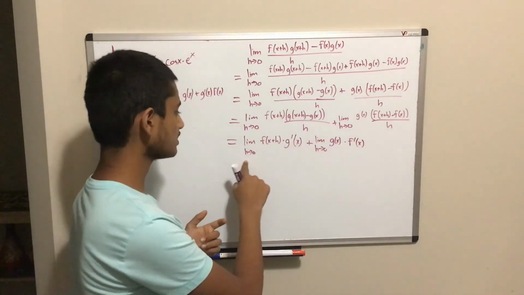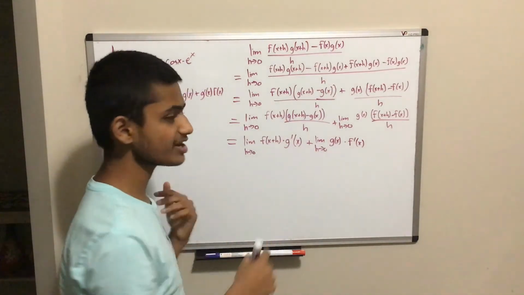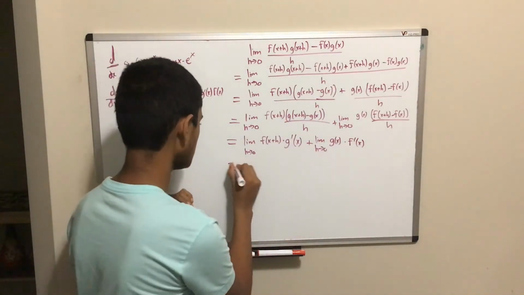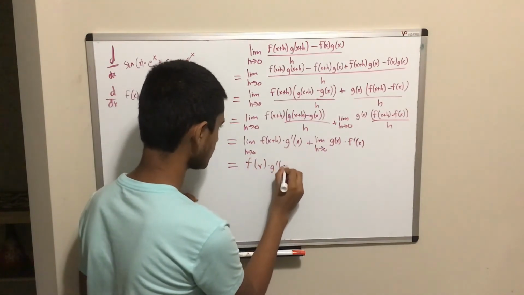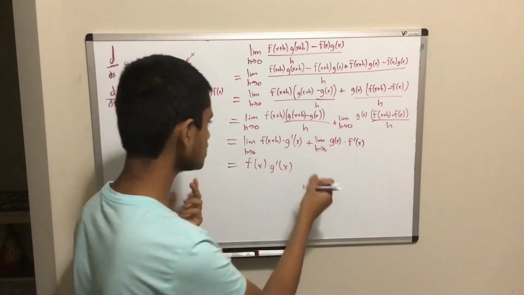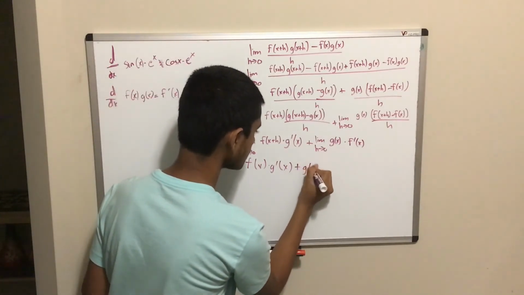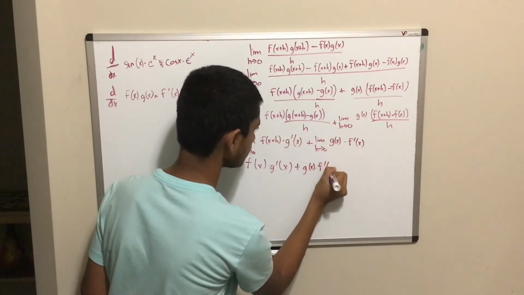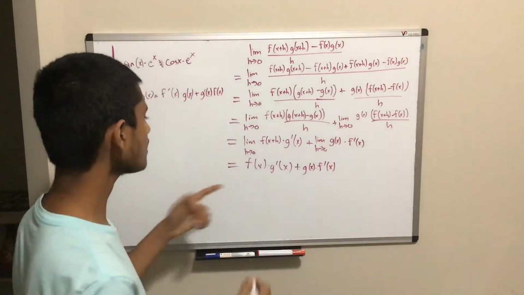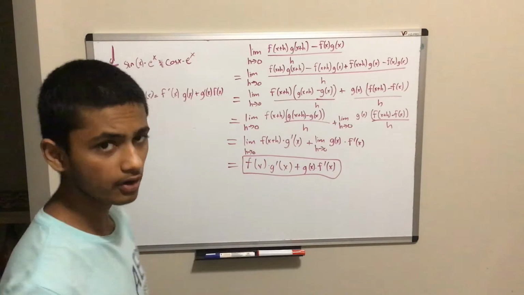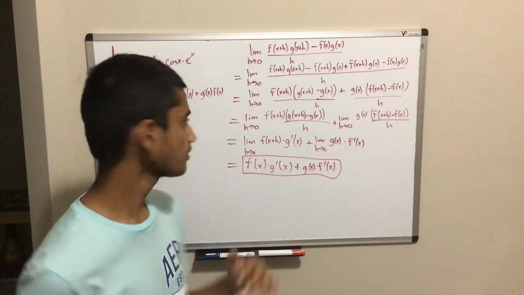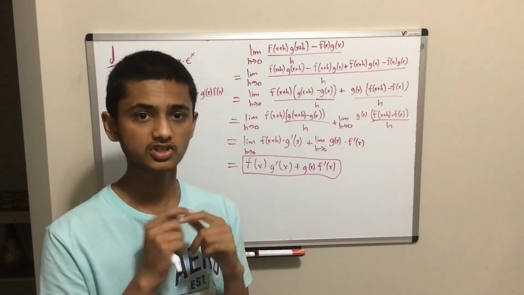So the limit as h approaches 0, f of x plus h just approaches f of x. So we can just rewrite this as f of x times g prime of x. And the limit as h approaches 0, g of x is simply just g of x times f prime of x. And there we have it. That is basically the product rule using the definition of a derivative for when you're multiplying two different functions together.